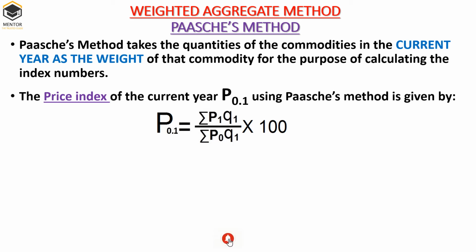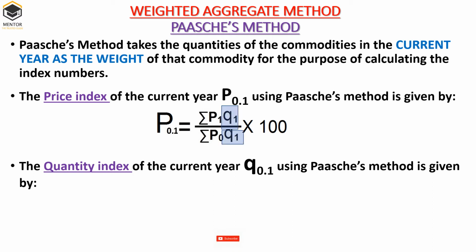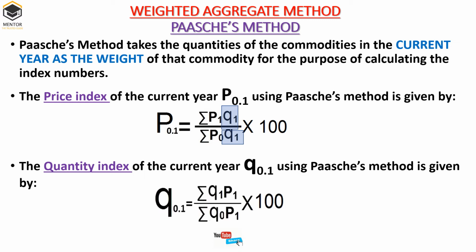Same if I take the quantity index Q01: under the Paasche method, the weight will be given by the price of the current year. So Q01 is equal to summation Q1 P1 by summation Q0 P1 into 100. What is added in the numerator and denominator is P1.